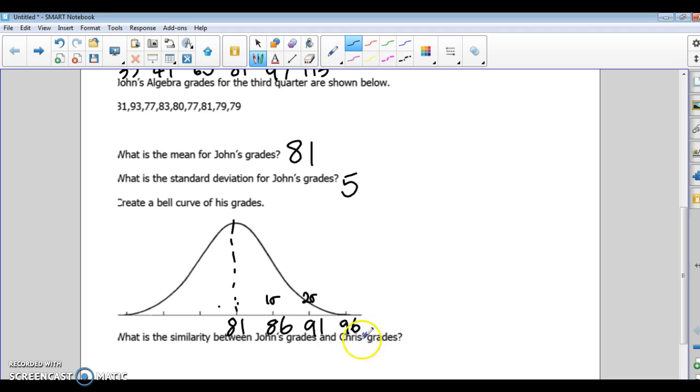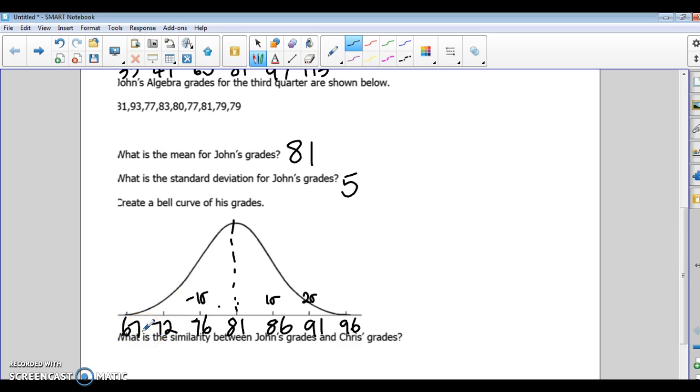Okay? Now, how about the negative standard deviation? If you go to -1 standard deviation, what do I need to do? I subtract 5 from 81. So 81 minus 5 will be 76. And then I subtract 5 again, which is 72. You can subtract 5 again from that, 67.